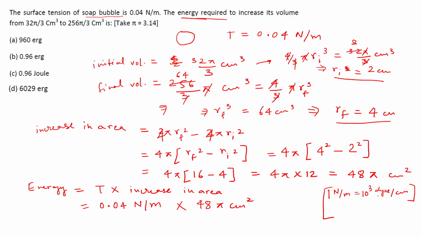Yeah, it's 1000 dyne per centimeter. So if I convert this 0.04 Newton per meter to dyne per centimeter, it will become 40 dyne per centimeter times 48 pi. So the final answer, if I calculate, 48 times 40 times, again I'll take the value of pi as 3.14, I'm getting 6028.8.